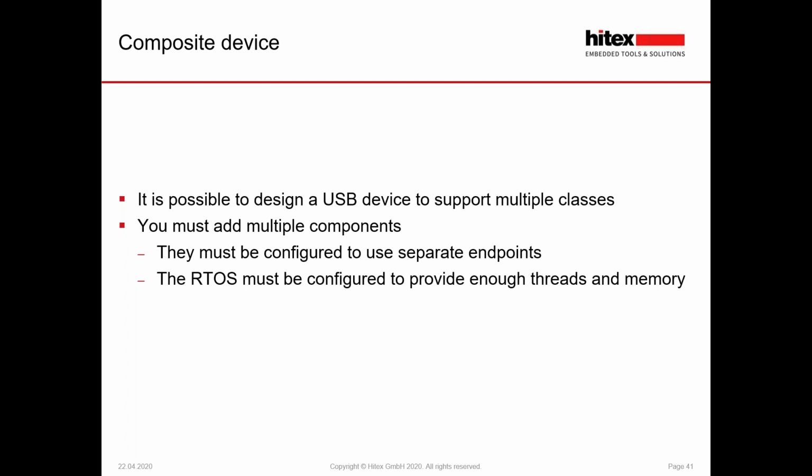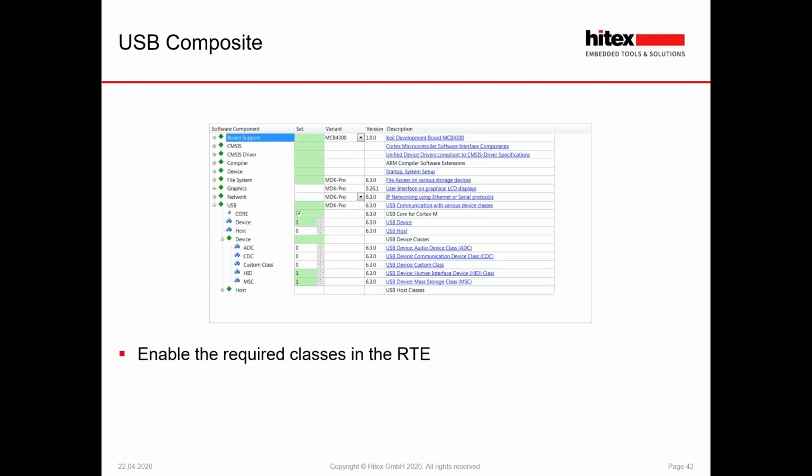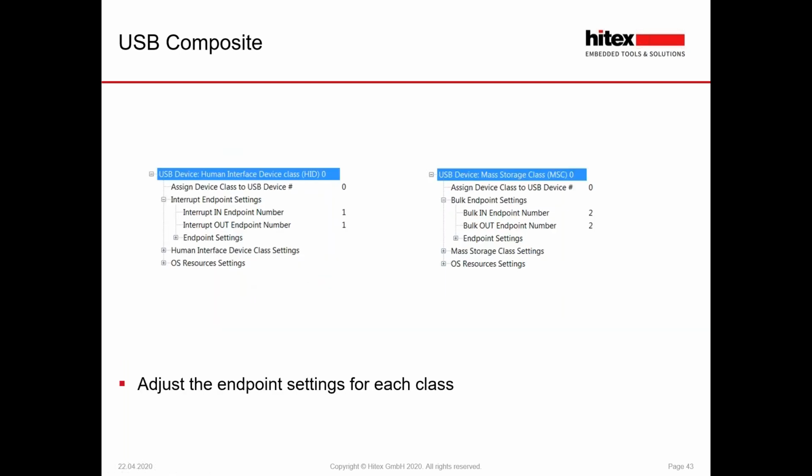Now, when I first came to try this, I thought it'd be a bit of a nightmare to set up, but really it just comes down to enabling the classes that you want. So now we have mass storage and HID, and in the configuration files, the main thing that we need to do is sort out the endpoints so that our two classes are using different endpoints. Then, provided we've got enough resources for the threads that they'll create, it will start up and work. And I did find it actually very easy. It kind of worked first time, I think.